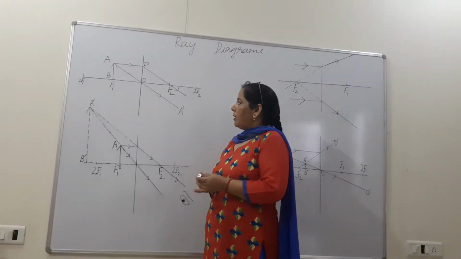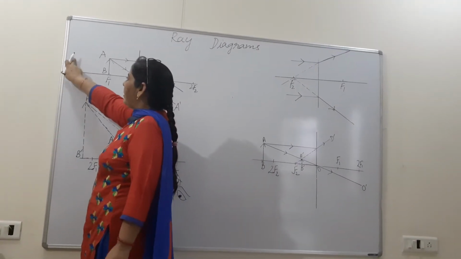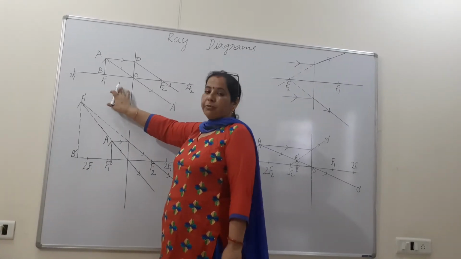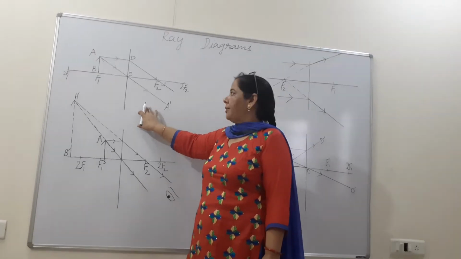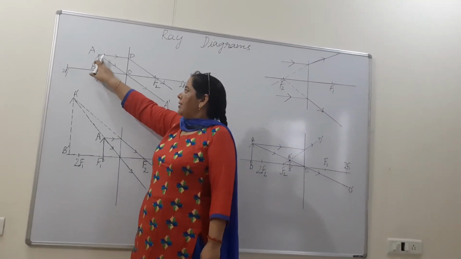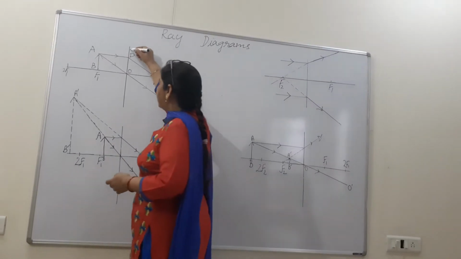First of all, the first position where we have kept the object is at infinity, which we have not drawn, but the steps will remain the same as in the previous video we did. This diagram is when the object is kept at the focus, and this is a convex lens.